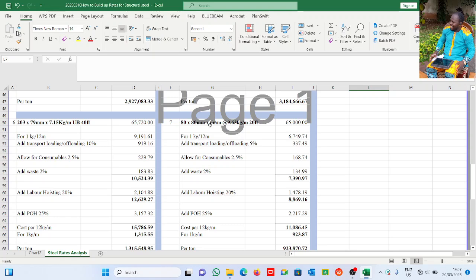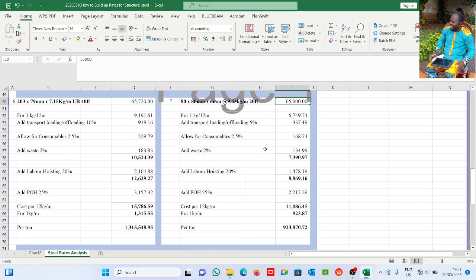50 by 50 is there, 60 by 60 is there. So whichever one you want to apply, just put everything. Get the current price, as this is January, 65,000. Get the current price, incorporate it into the template, and boom, you have your cost either per ton, or you want it per kg.